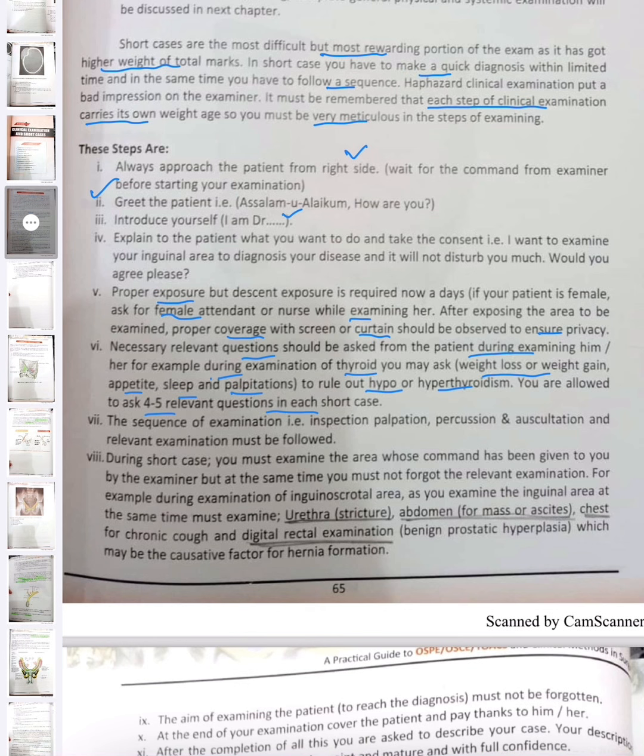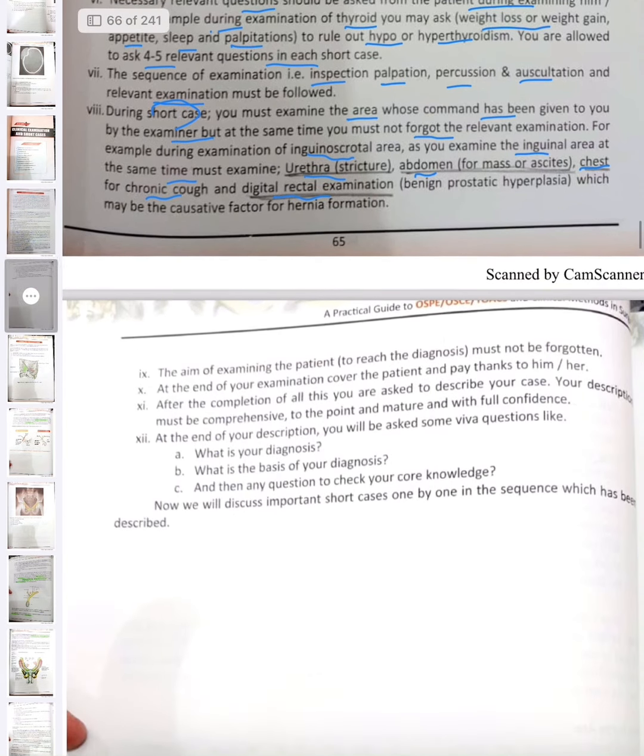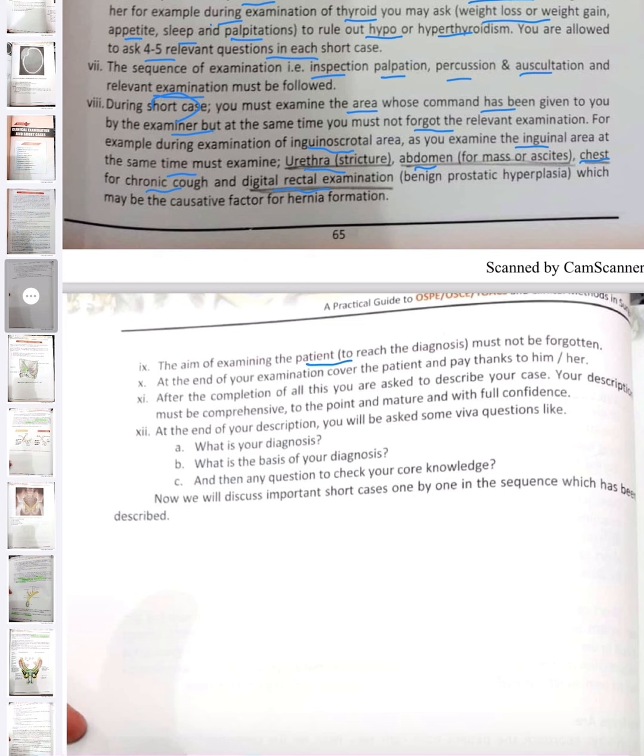The sequence of examination, that is inspection, palpation, percussion, and auscultation, and relevant examination must be followed. During short case, you must examine the area whose command has been given to you by the examiner, but at the same time you must not forget the relevant examination. For example, during examination of scrotal hernia, you examine the inguinal area, at the same time you must examine urethra, abdomen, chest for chronic cough and digital rectal examination, which may be the causative factor for hernia formation. The aim of examining the patient to reach the diagnosis must not be forgotten.